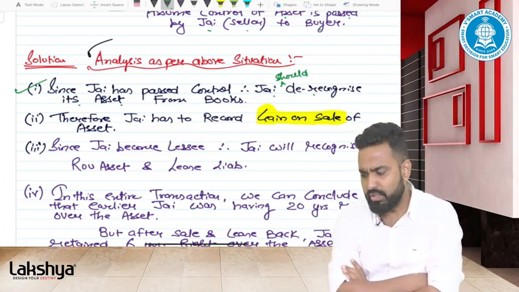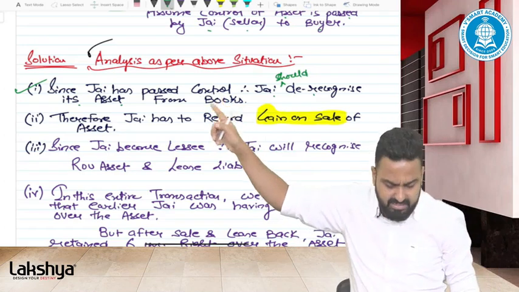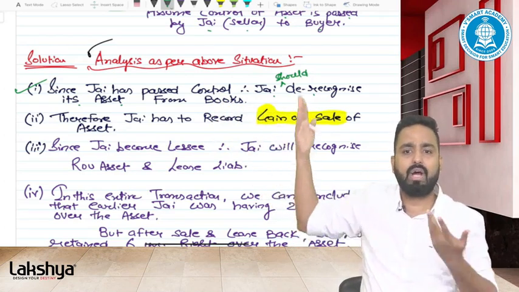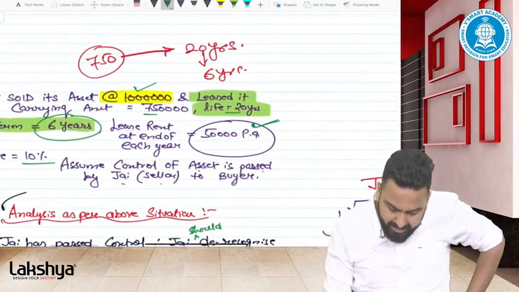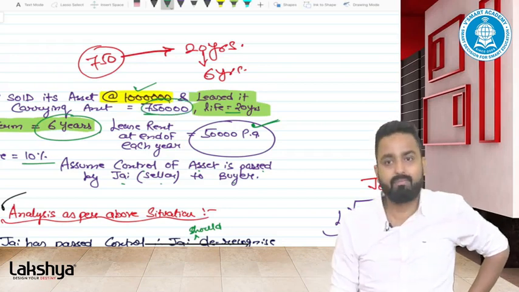Guys, understood or not? First point is clear or not? Jay should de-recognize the asset. That means Jay should book the sale. By booking the sale, what should I do? I have to de-recognize the asset from my books. And what is the carrying amount of my asset? The carrying amount of my asset is 750.